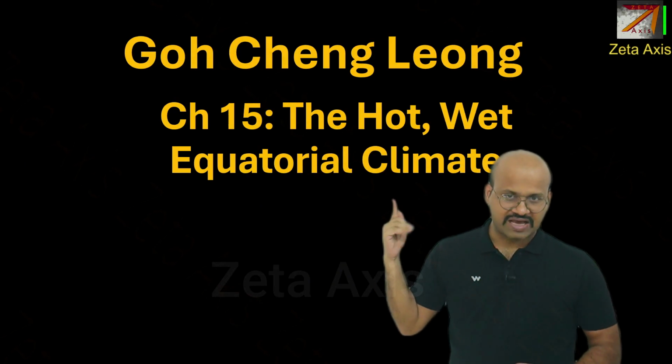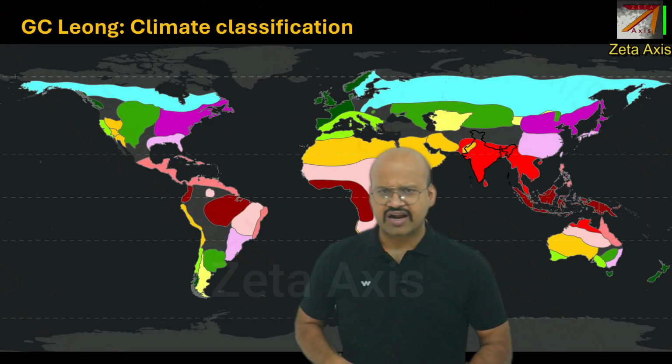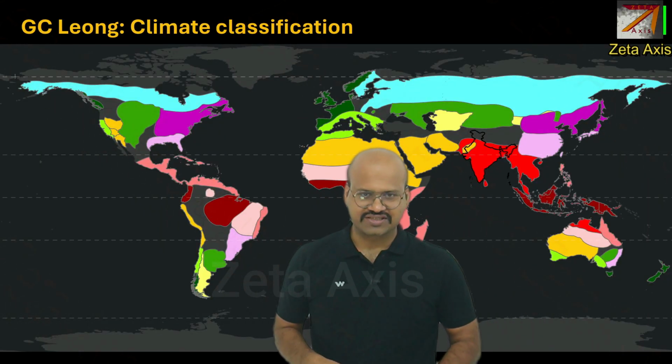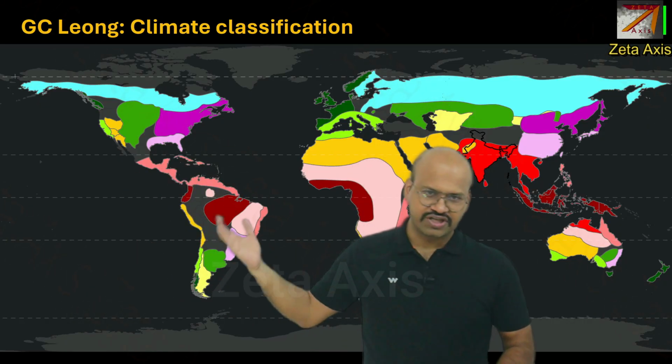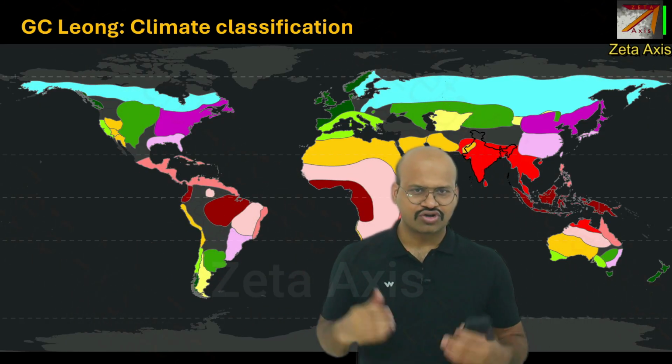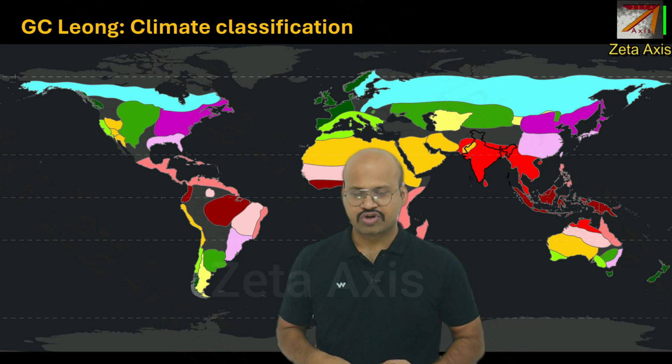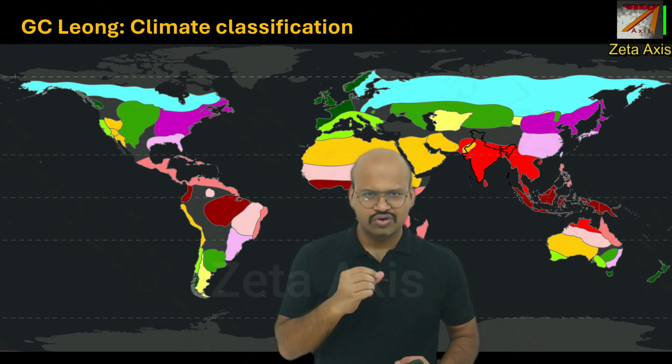Today we are going to discuss the hot, wet equatorial climate system as discussed in G.C. Leong's book. Here are all the climatic systems discussed in G.C. Leong's book, and we have discussed one by one all of these climatic systems. So do watch all of these videos. Today we are going to discuss the equatorial system.